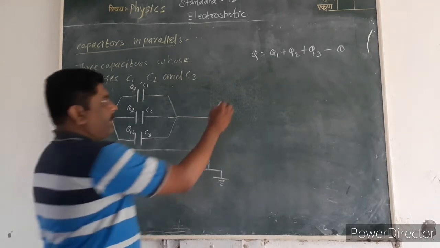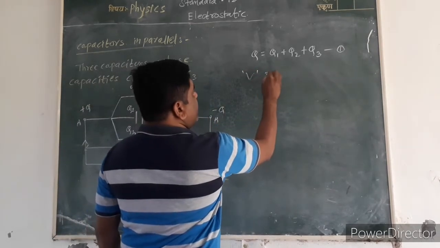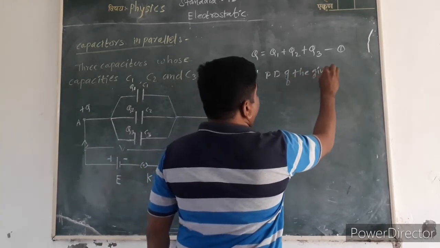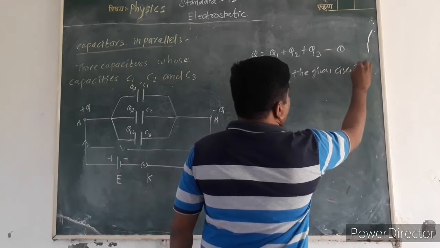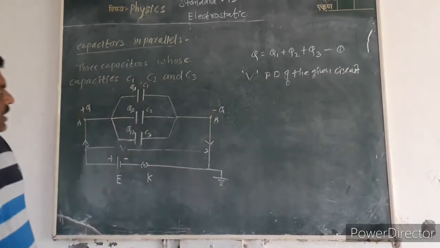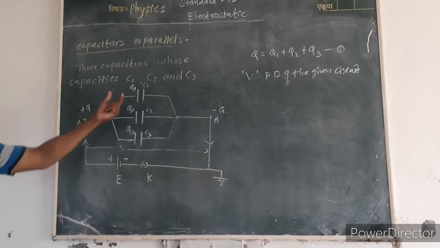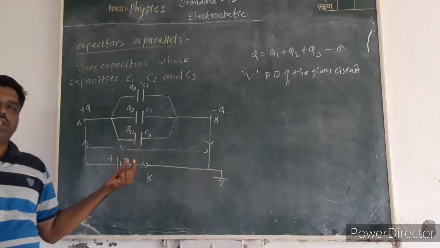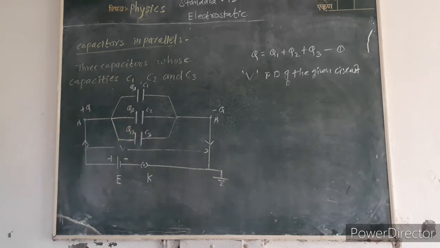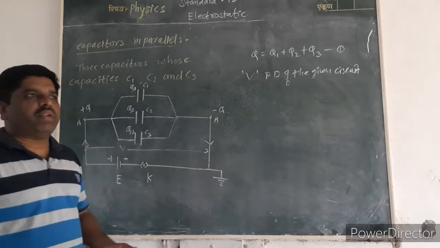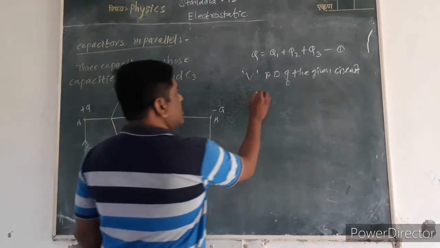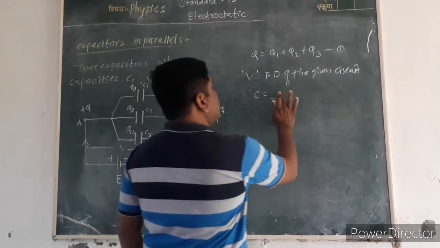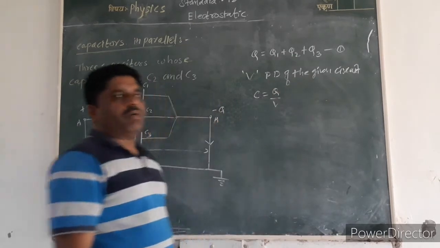But phi is the potential of the given circuit or of each capacitor C1, C2, C3. The potential difference of all the capacitors is the same, that is V. Now according to the definition of capacity of a capacitor, C is equal to Q upon V.